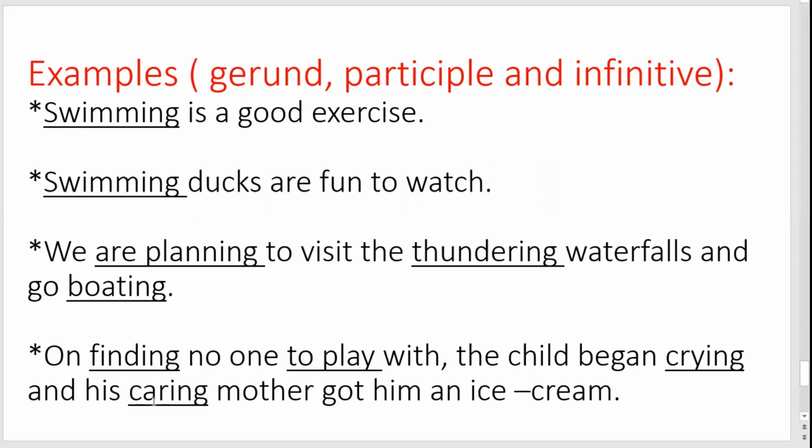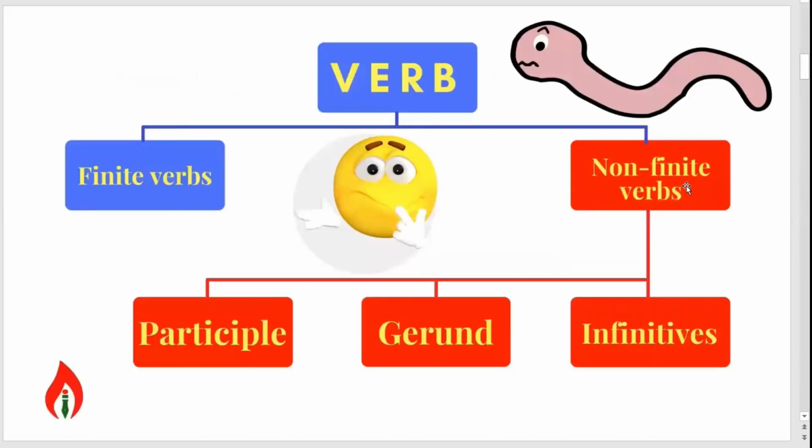I hope you have understood, children. So we have learned that there are two divisions of verbs today, that is finite verb and non-finite verb. The finite verbs are those verbs which show the action and which change with the change in the person, number and the tense of the sentence. And non-finite verbs are the verbs which do not show the action and they do not change with the change in the person, number and the tense of the subject. So non-finite verbs are divided into participle, gerund and infinitives. So just now we have discussed them with different examples. I hope you have understood.